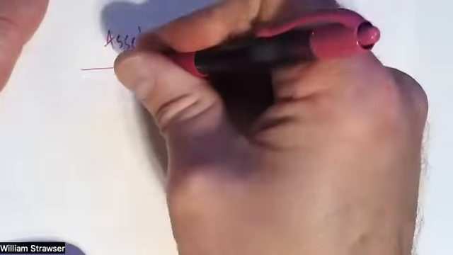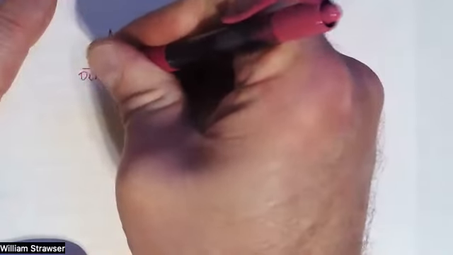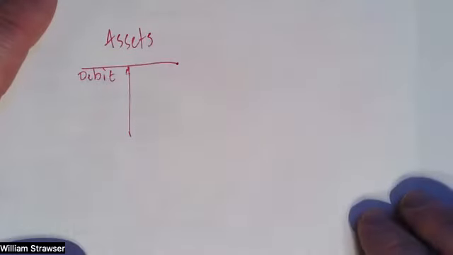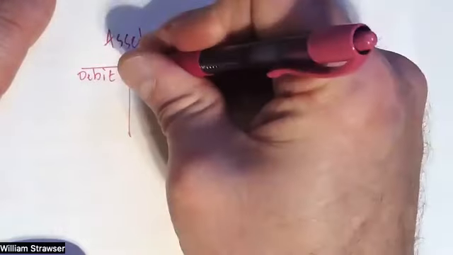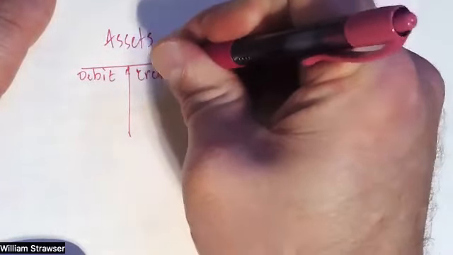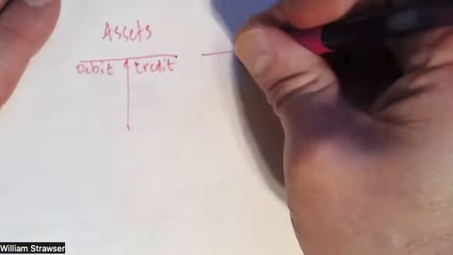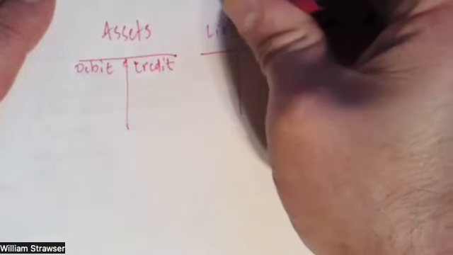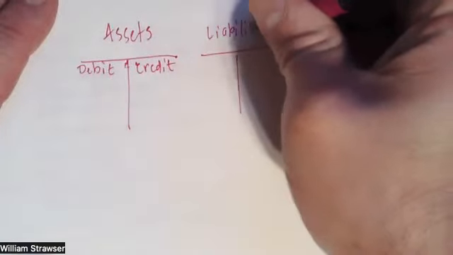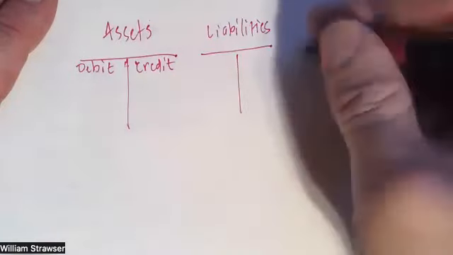And kind of dovetailing off of that, when we think of T accounts for assets, the left side of the T account is the debit side. So anytime I debit a transaction that's an asset, I put it over on the left. Anytime I credit it, I put it on the right. And that's true for all accounts. Debits on the left, credits on the right. Liability accounts. Same rules.